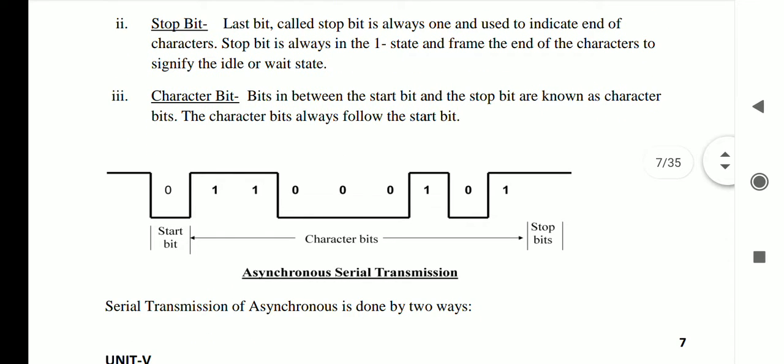Here is the diagram of the character bits. The start bit is 0 and the stop bit is 1. Between the start bit and the stop bit, the character bits are represented.